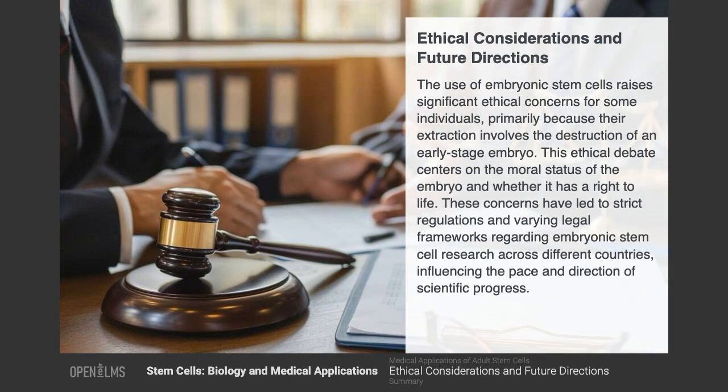Ethical considerations and future directions. The use of embryonic stem cells raises significant ethical concerns for some individuals, primarily because their extraction involves the destruction of an early-stage embryo. This ethical debate centers on the moral status of the embryo and whether it has a right to life. These concerns have led to strict regulations and varying legal frameworks regarding embryonic stem cell research across different countries, influencing the pace and direction of scientific progress.